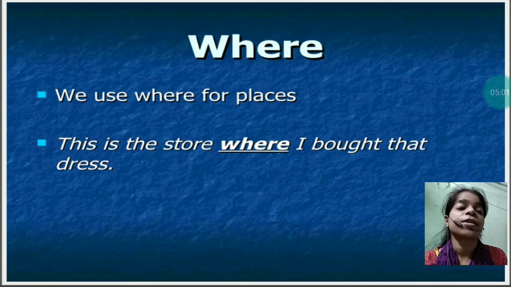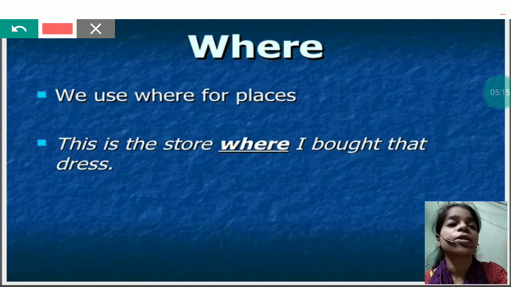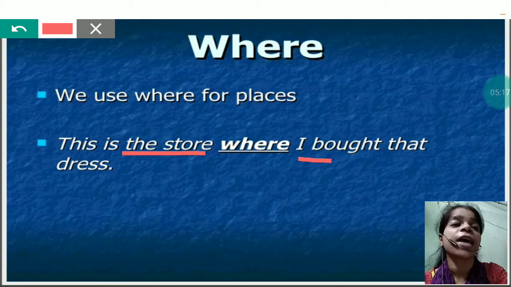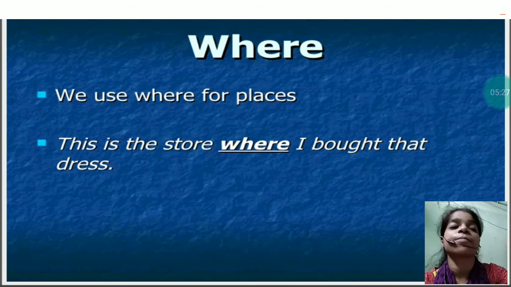Next one is where. Where is used to show the relation between a place and the information provided. Like, this is the store where I bought that dress. In this sentence, the place is store and the information is I bought that dress. So it is denoting the relation between the place and the information.